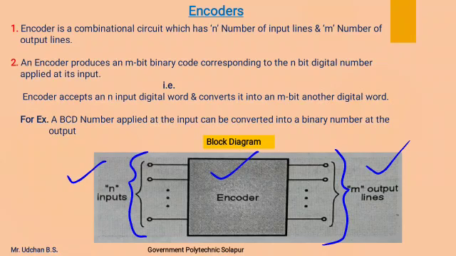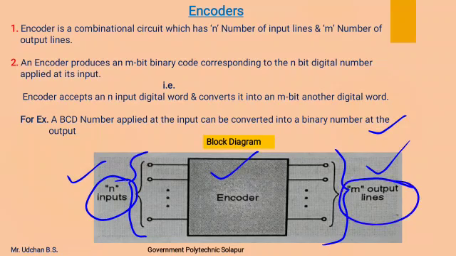For example, if a BCD number is applied at the input to be converted into a binary number at the output, then the encoder is a BCD to binary encoder, meaning the n inputs are BCD numbers and the m output lines are binary numbers. Using an encoder we can convert an input in one form into an output of another form.